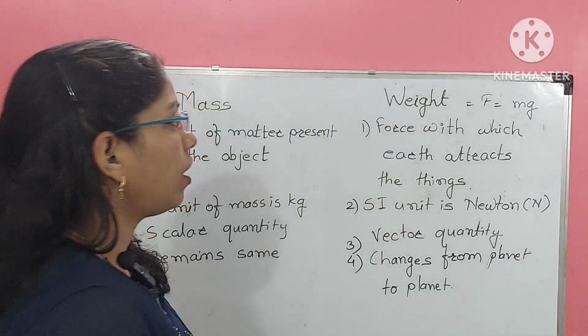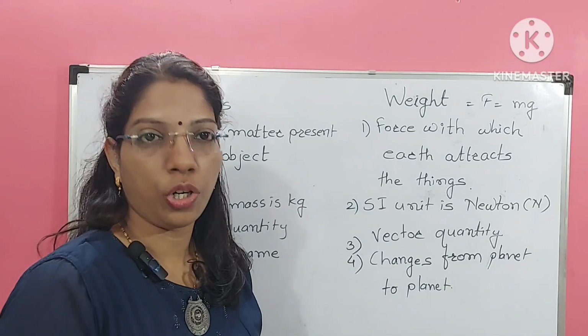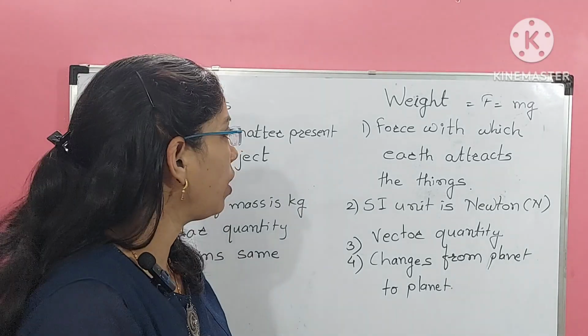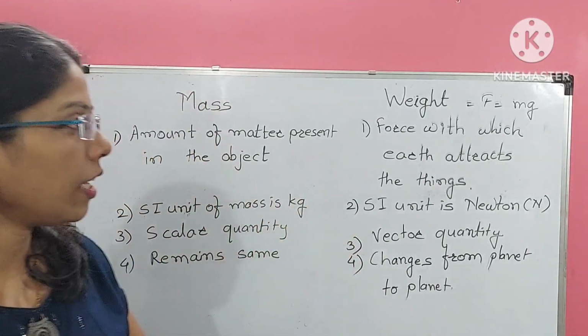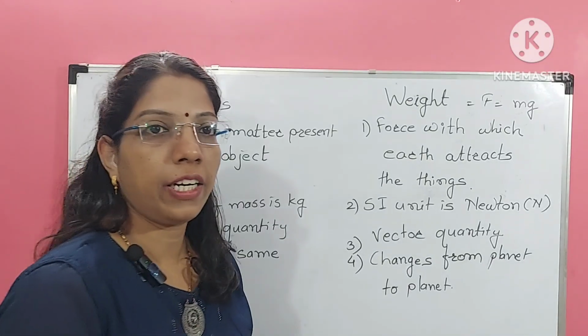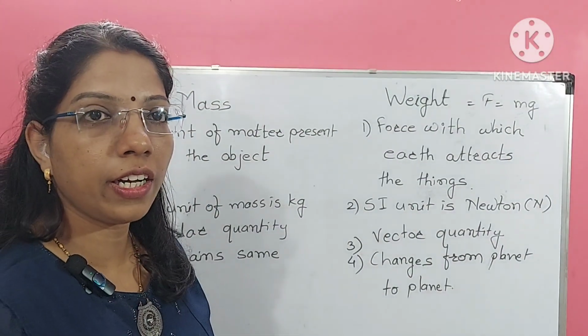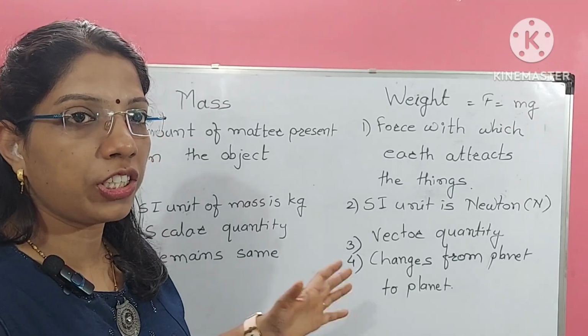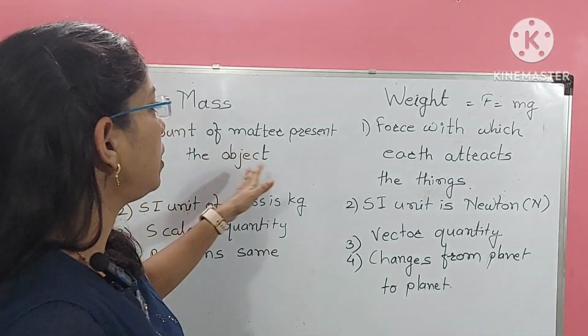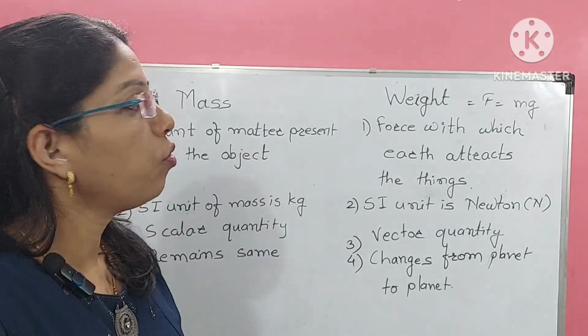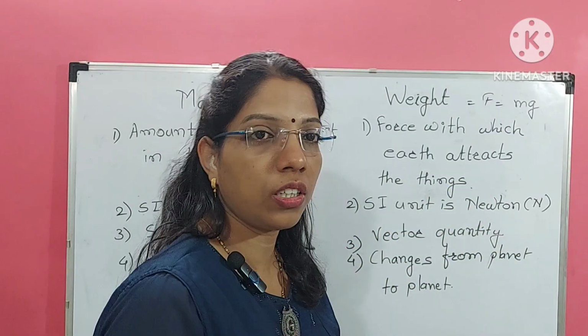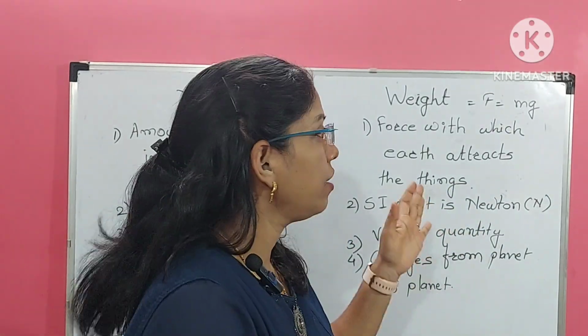So in this way, it can be asked as a short note, or it can be asked to write the difference between mass and weight. And we will see this once again. First we have to write the definition. The amount of matter present in the object is called mass. The force with which earth attracts things is called weight.